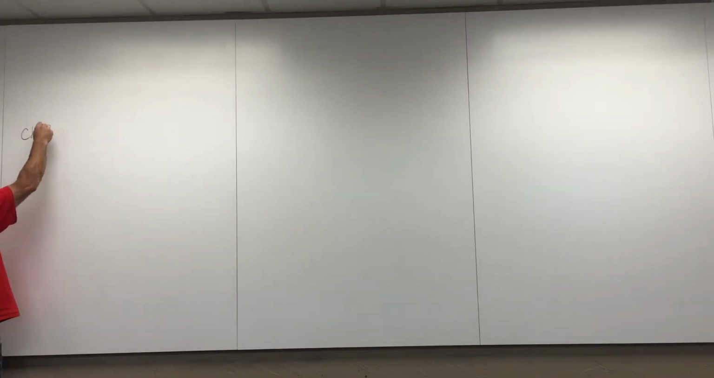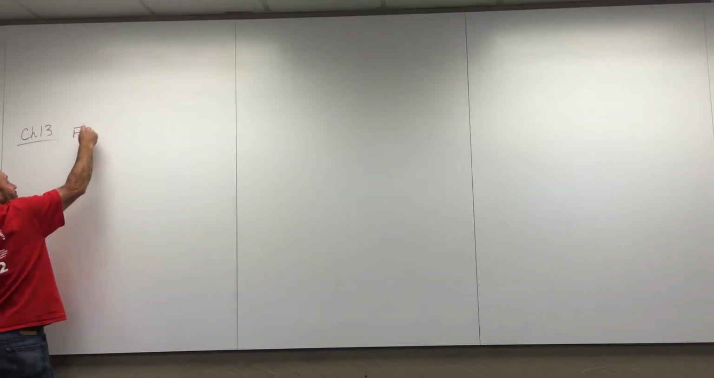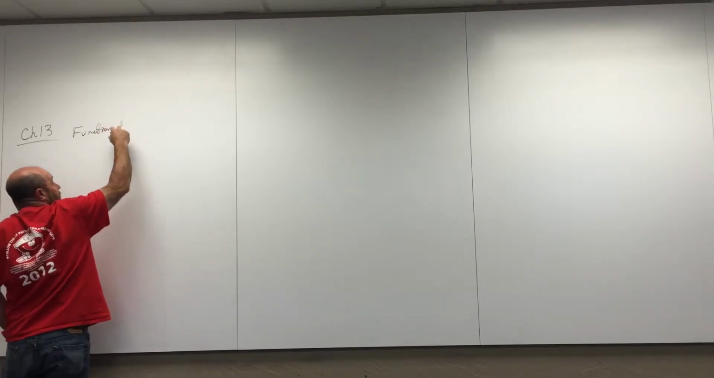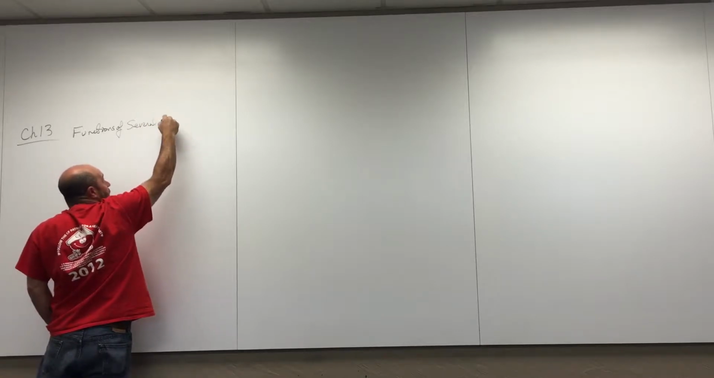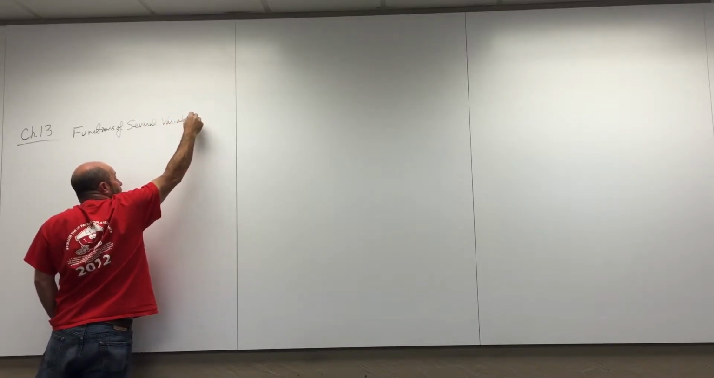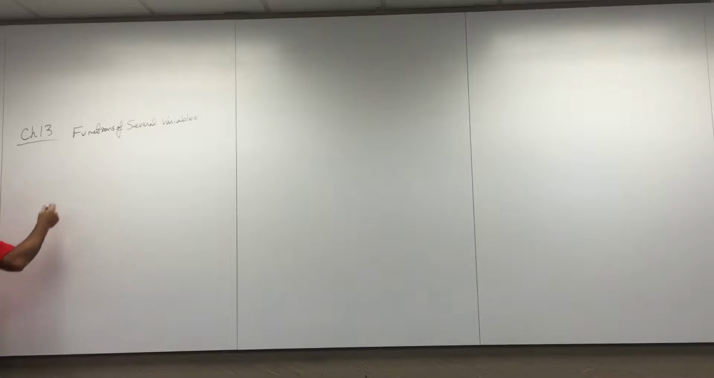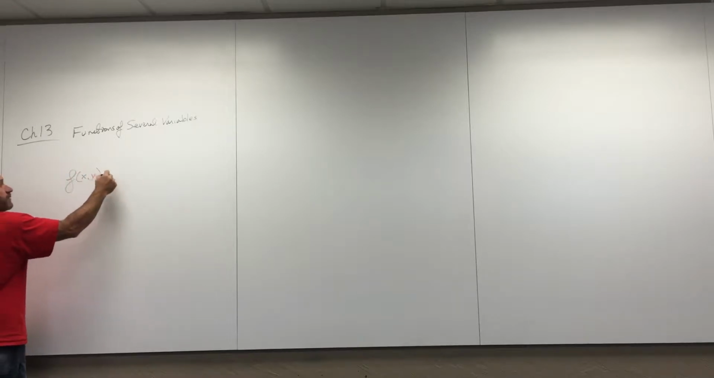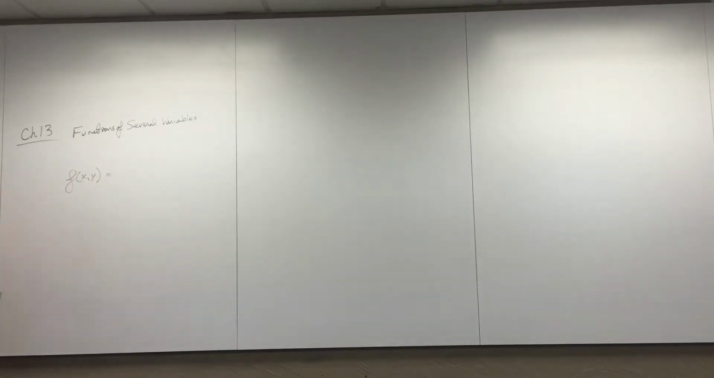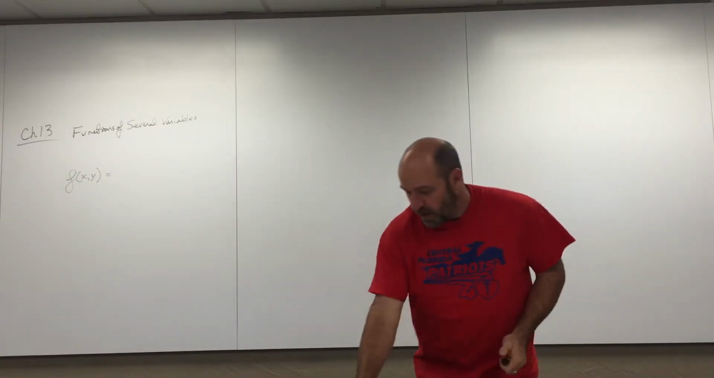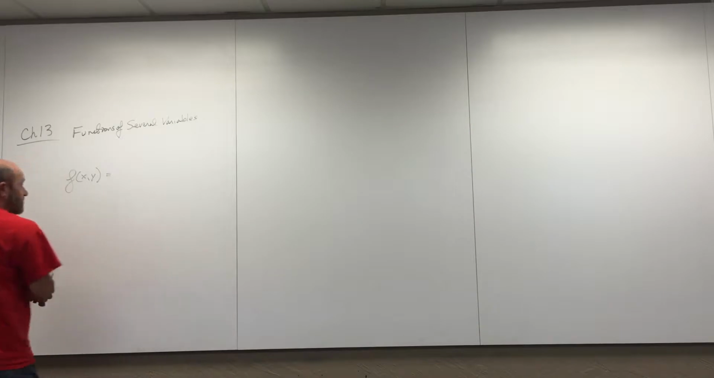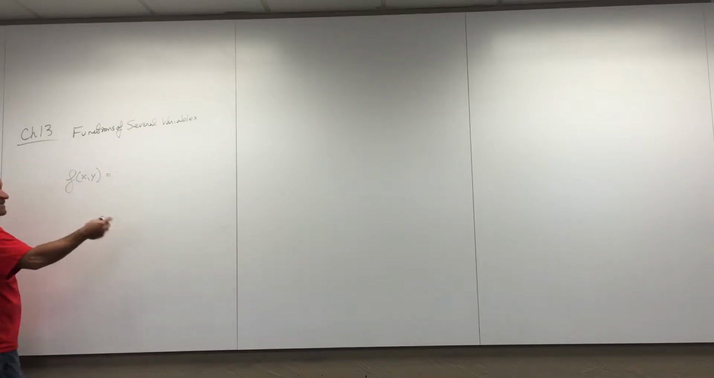Yeah, chapter 13 is functions of several variables. That's the title of the chapter. I guess we haven't exactly talked like this, although we've been dealing with some functions. But we might talk like this now. F of x, y equals some expression involving x's and y's.